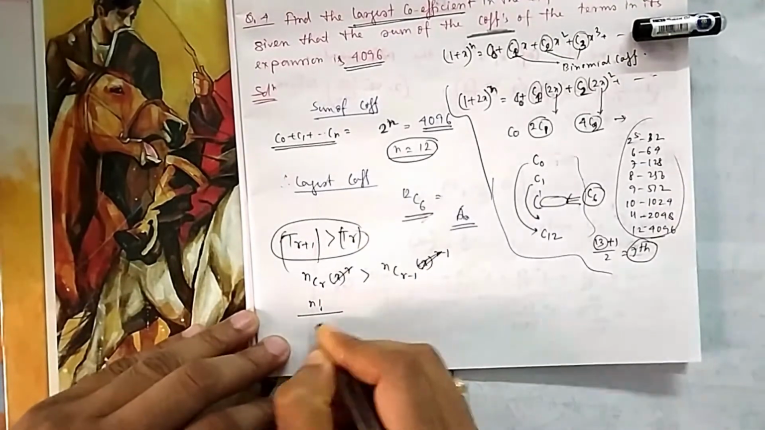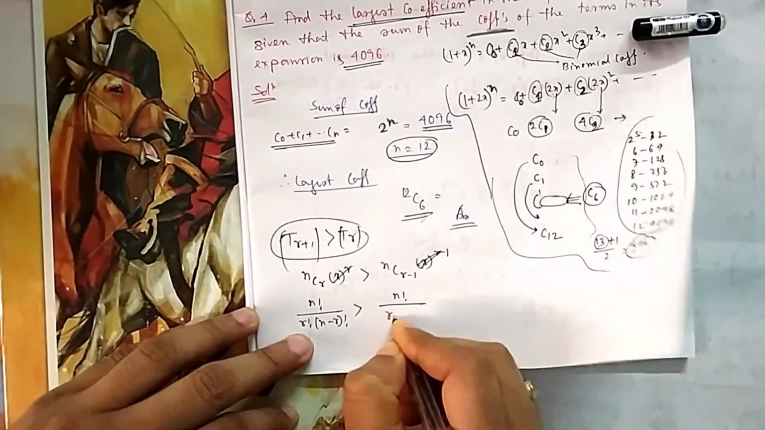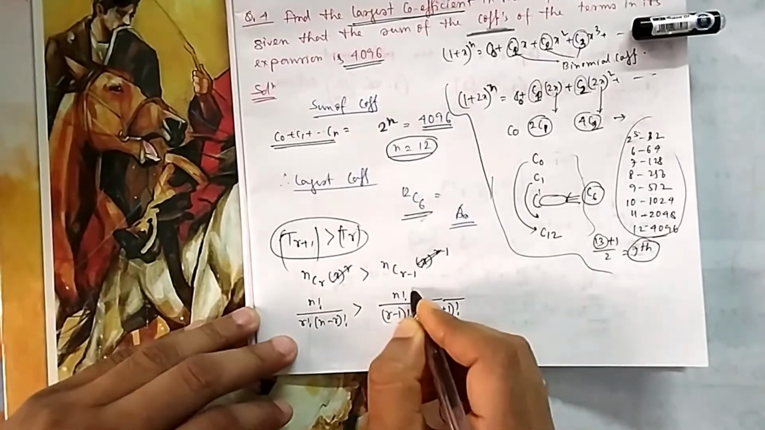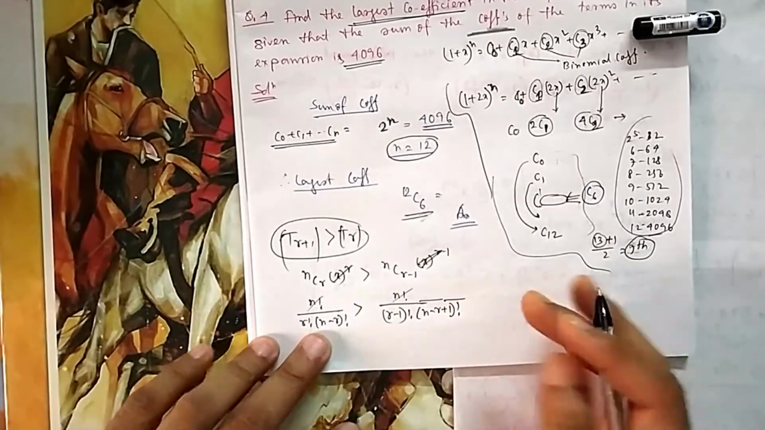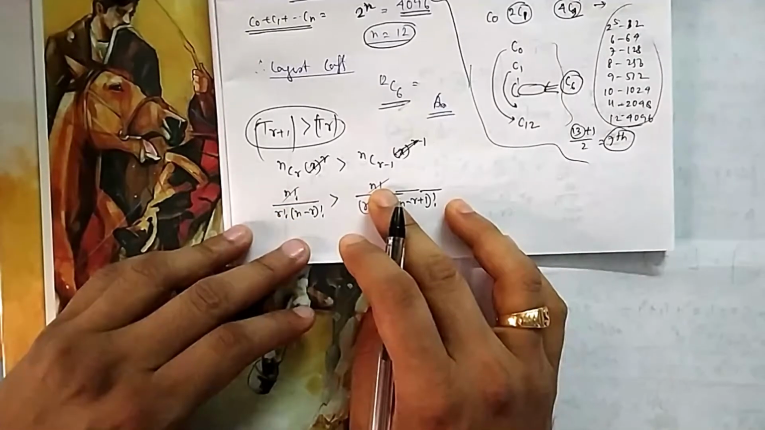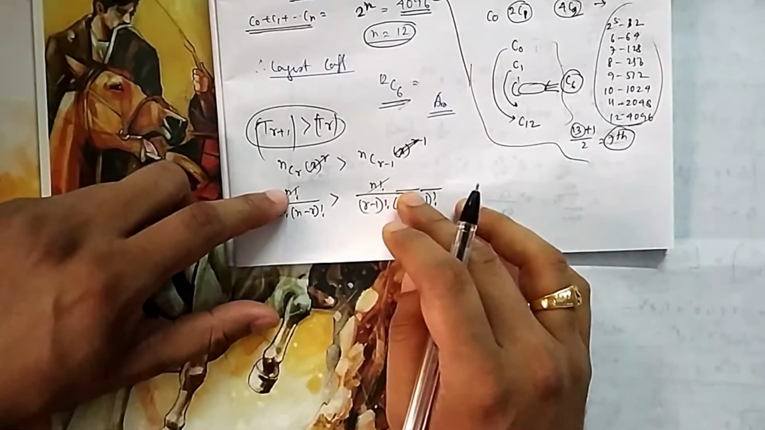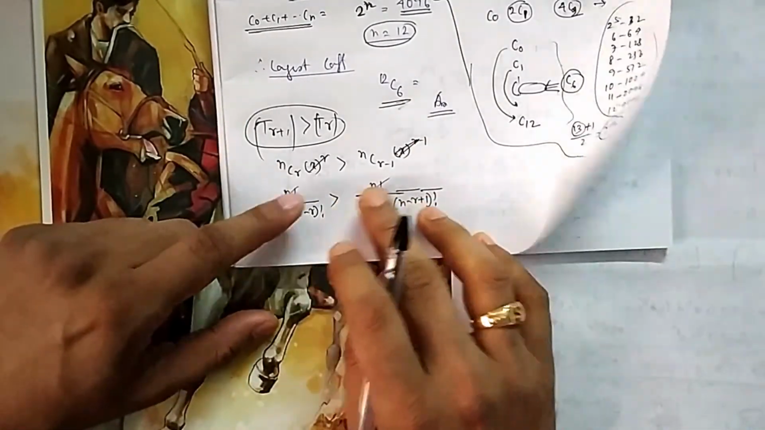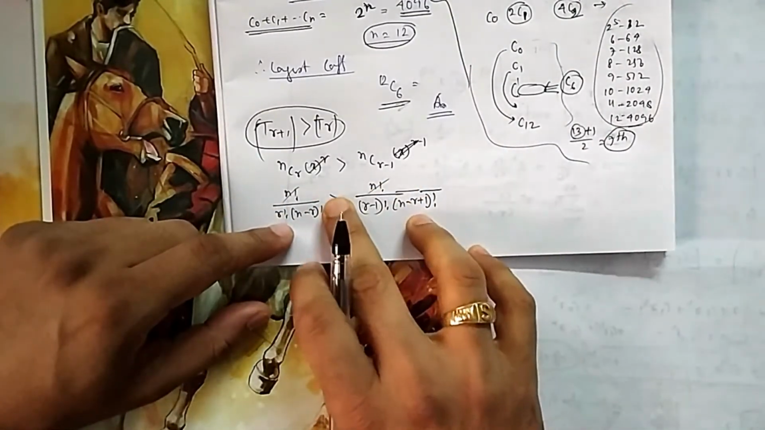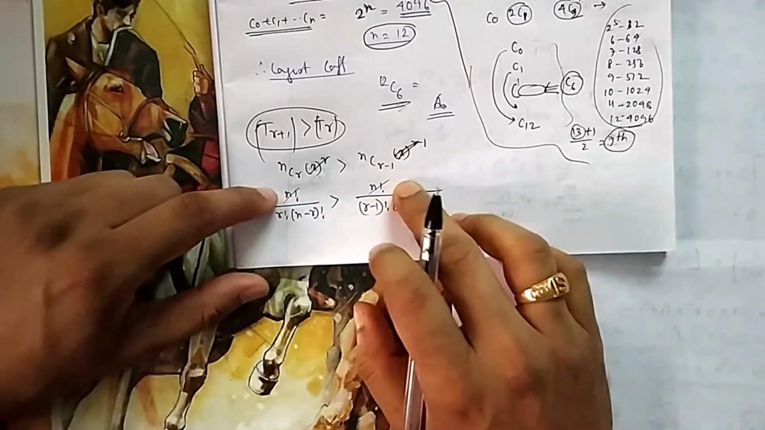Now it will be n factorial by r factorial into (n minus r) factorial is greater than n factorial by (r minus 1) factorial into (n minus r plus 1) factorial. Now n factorial gets cancelled, because n factorial cannot be 0, and it is also positive. N factorial cannot be negative, because negative numbers don't have factorial. I told you, if I cancel in an inequality on both sides, it should not be 0, and in case of inequality, it should not be negative also. So here it is not negative and not 0, so I can cancel.